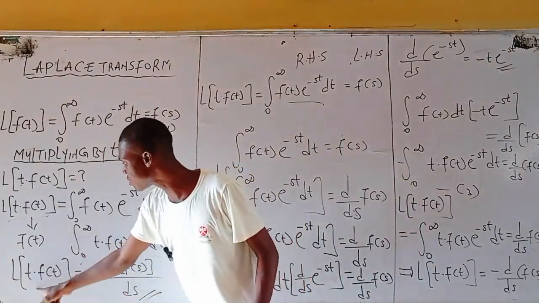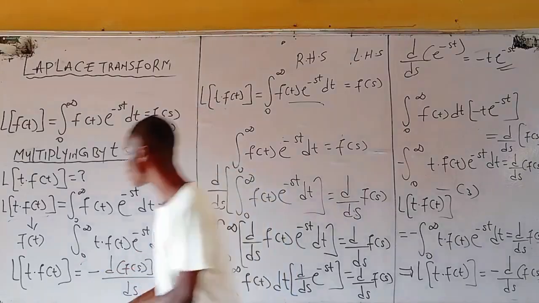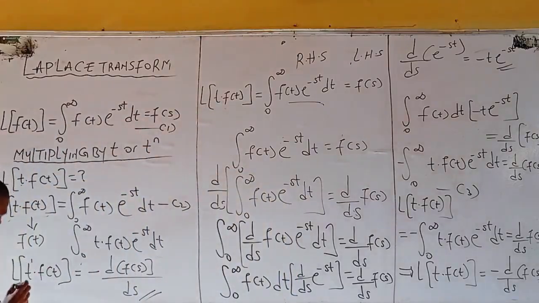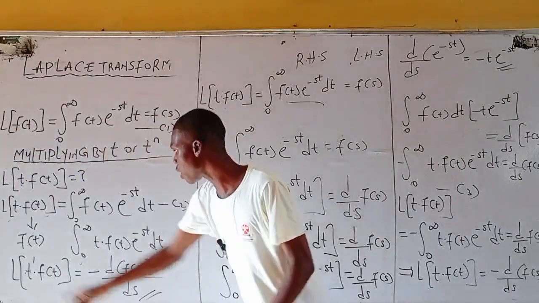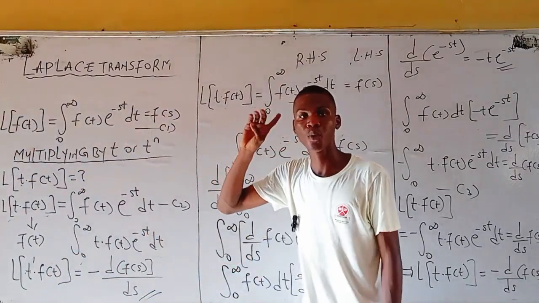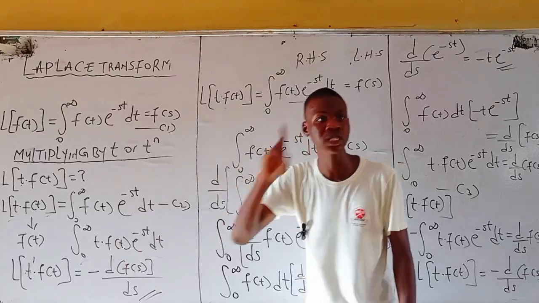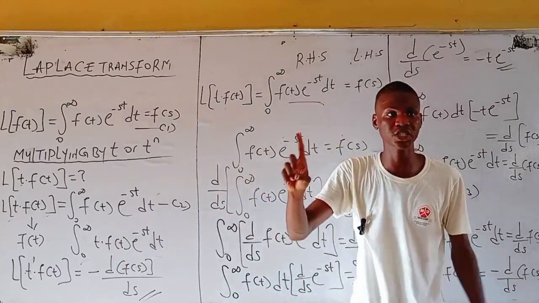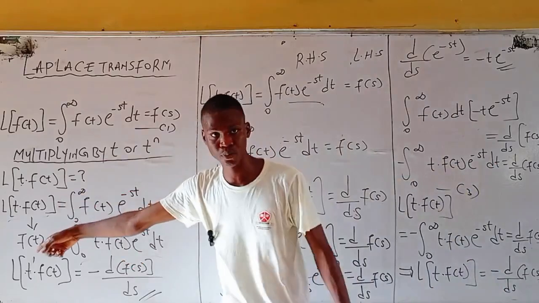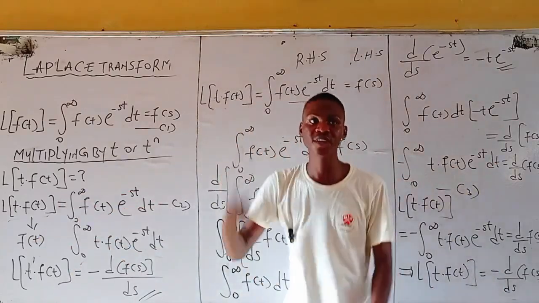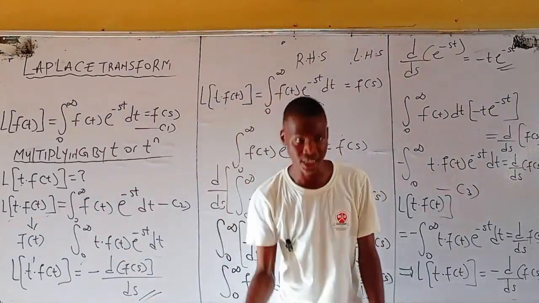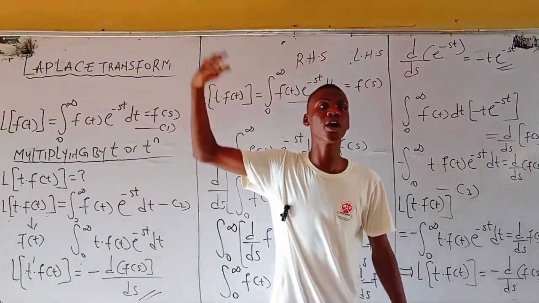Now, t means t raised to the power of 1. So t raised to the power of 1 means a single derivative, performing your differentiation once. T raised to the power of 2 becomes twice, t raised to the power of 3 becomes thrice, then up to n.